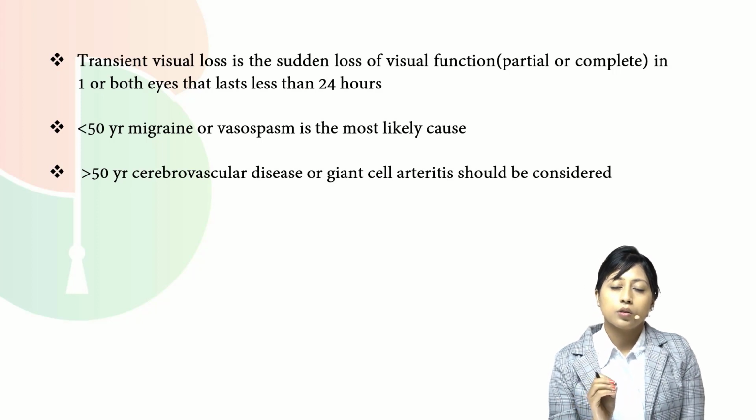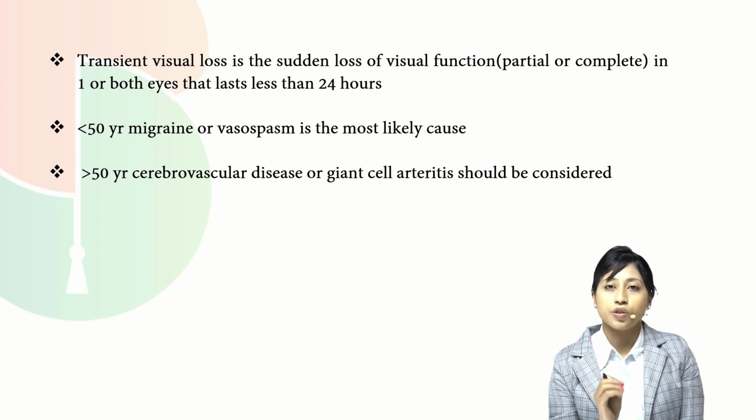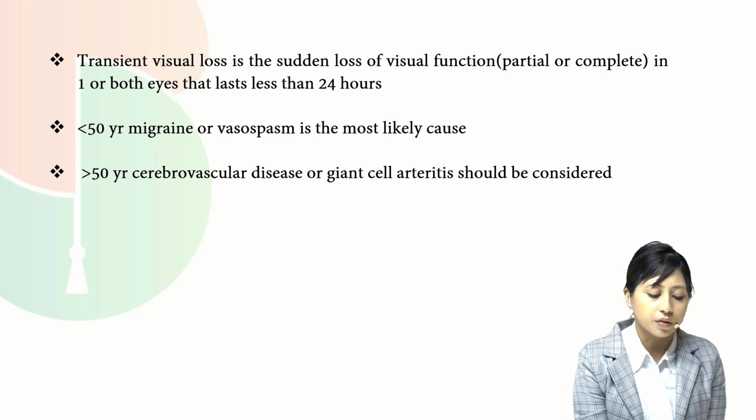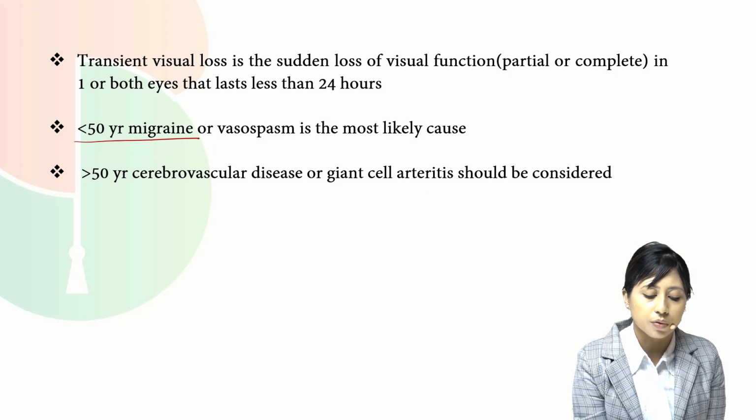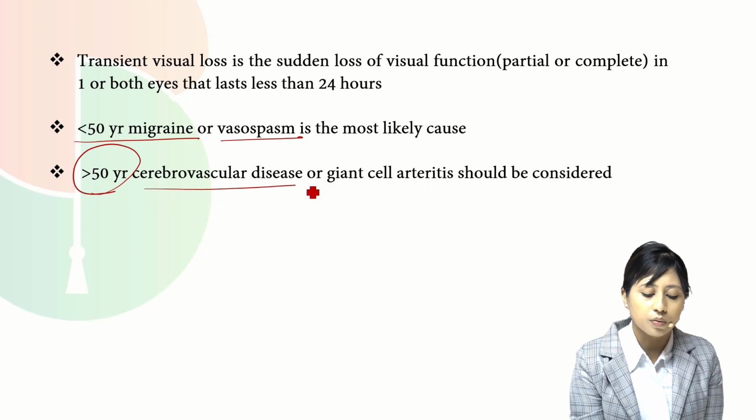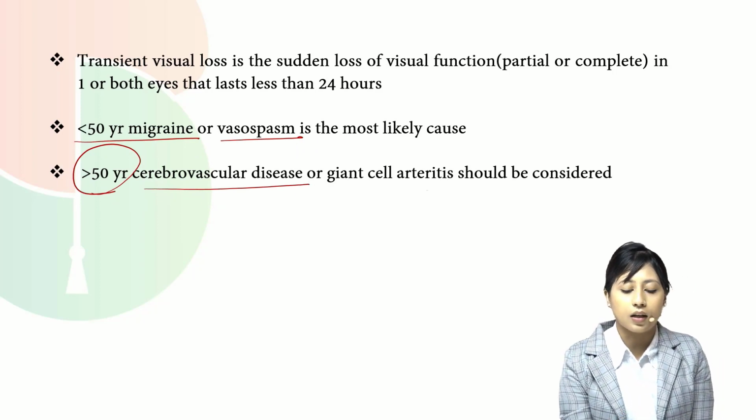The cause of transient visual loss: if it is in patients less than 50 years, then migraine or vasospasm is the likely cause. This is very important. Age group less than 50 years, migraine or vasospasm. If more than 50 years, then cerebrovascular disease or giant cell arteritis should be considered.